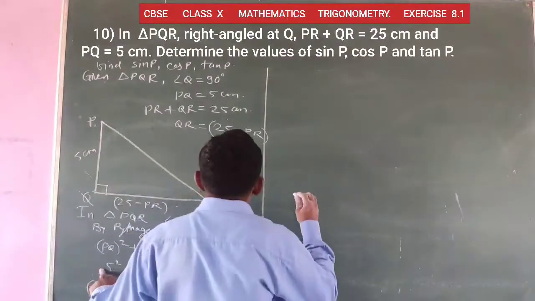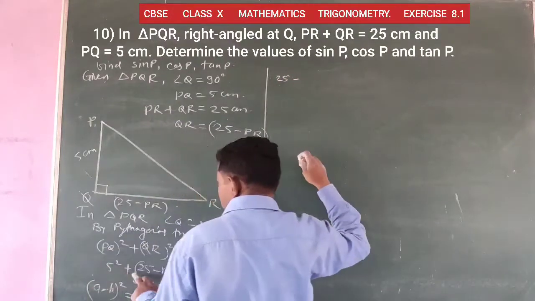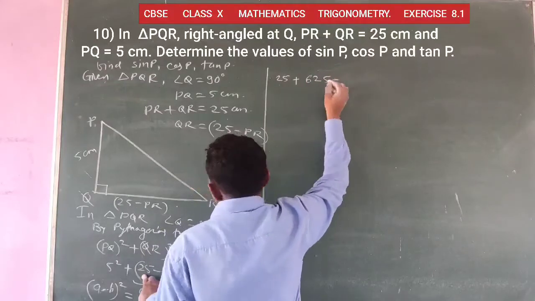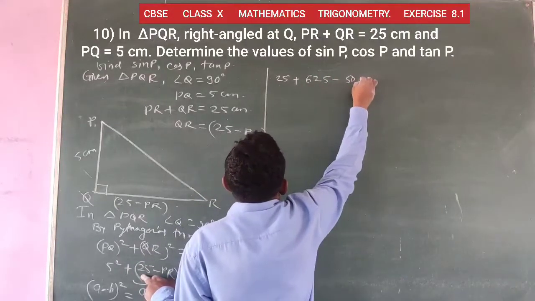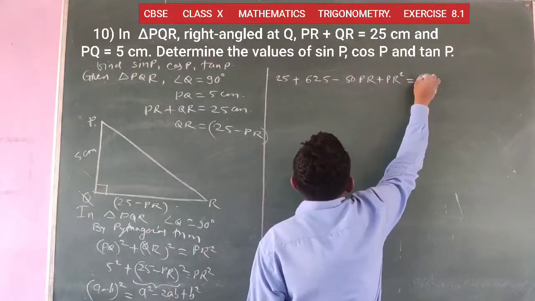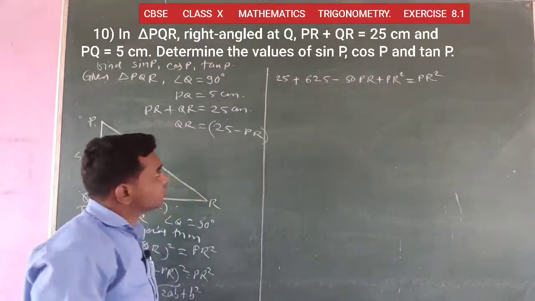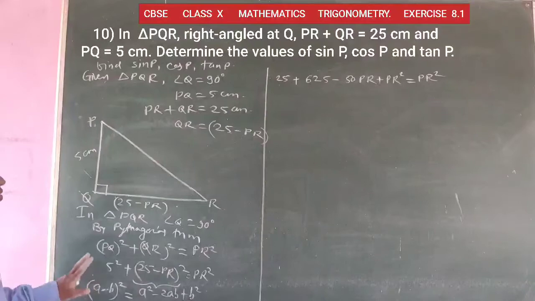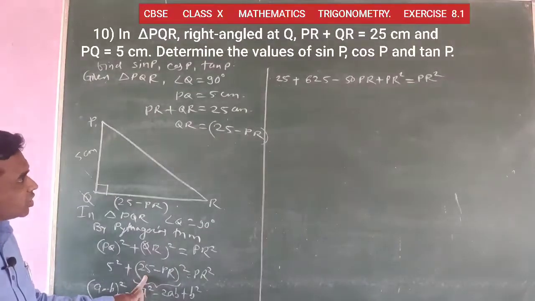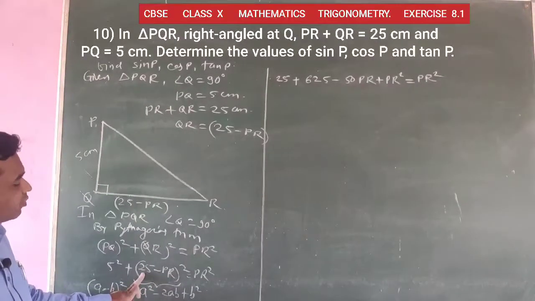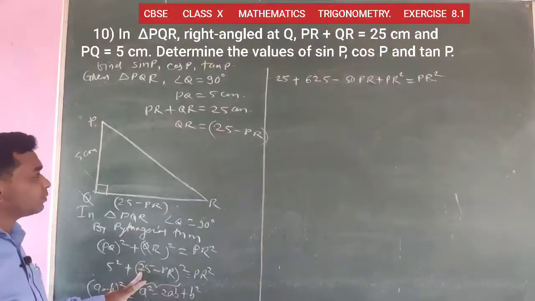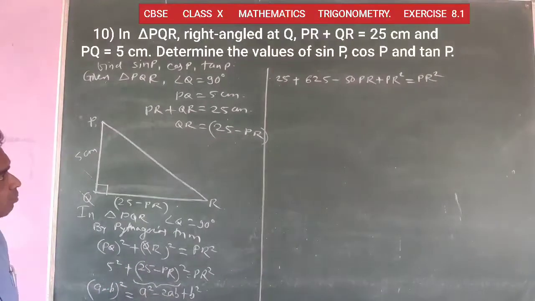Here A is equal to 25, and B is considered as PR. So the same 5 square is equal to 25 square, 625, minus 50 PR plus PR square. The formulation is 625 minus twice the product, that is 2 into 25, 50 PR, as it is, plus PR square.